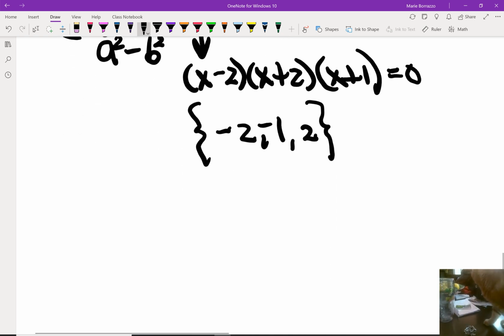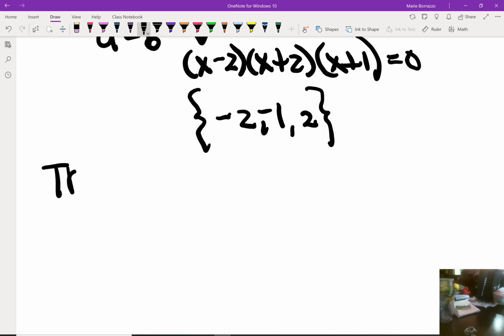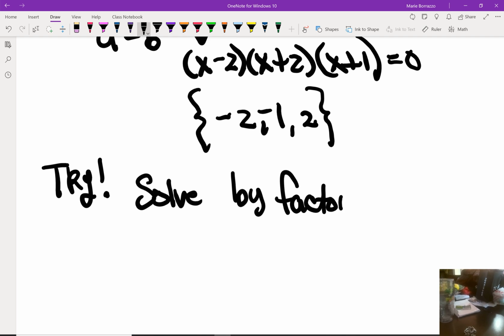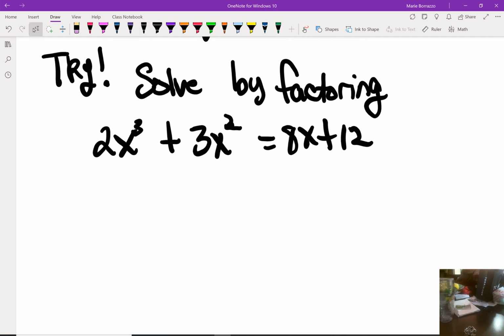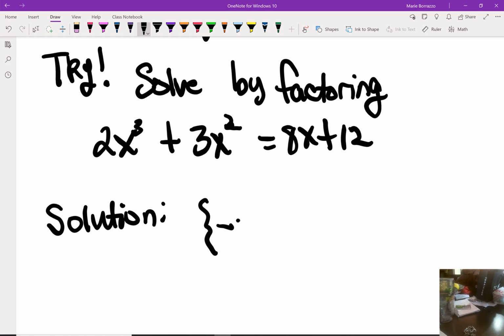Again, if you're doing this at home, I would like for you to pause this video and try this equation. So we're going to solve by factoring. And we have 2x cubed plus 3x squared. This is equal to 8x plus 12. So pause the video, and I'm going to go ahead and give you the solution in a few minutes. The solution for this one should end up being negative 2, negative 3 over 2, and 2.